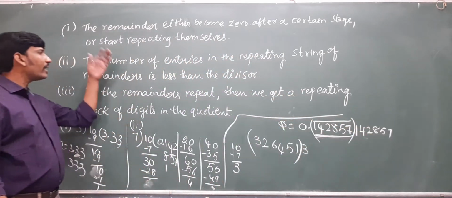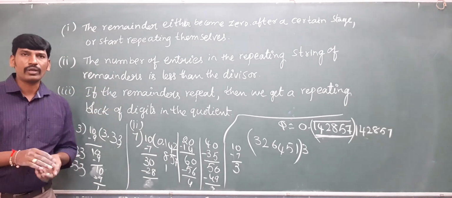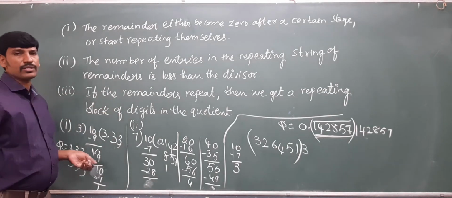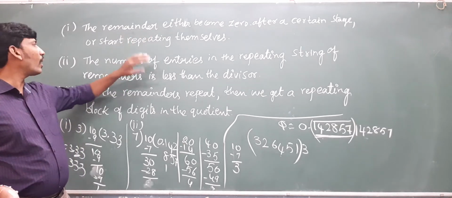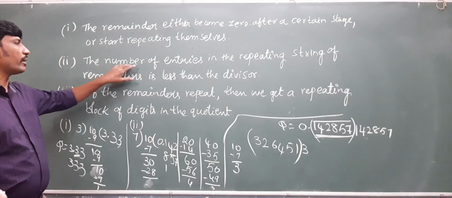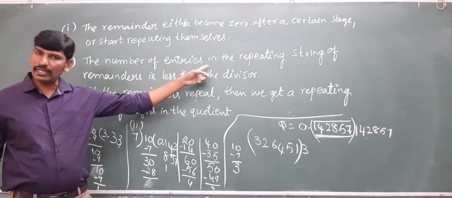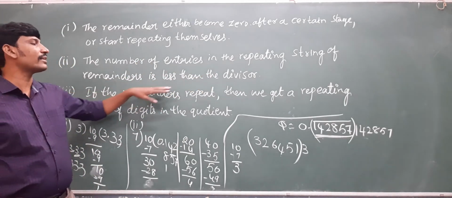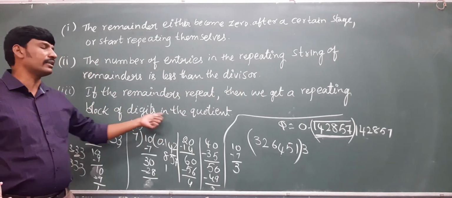So these are the 3 points we can recognize and observe from those examples. Here it may be either 0 after a certain stage, or the remainders start repeating themselves. Clear? Now the second case is that the number of entries in the repeating string of the remainder is less than the divisor. That also we discussed. Now the third point is if the remainders repeat, then we get a repeating block of digits in the quotient.